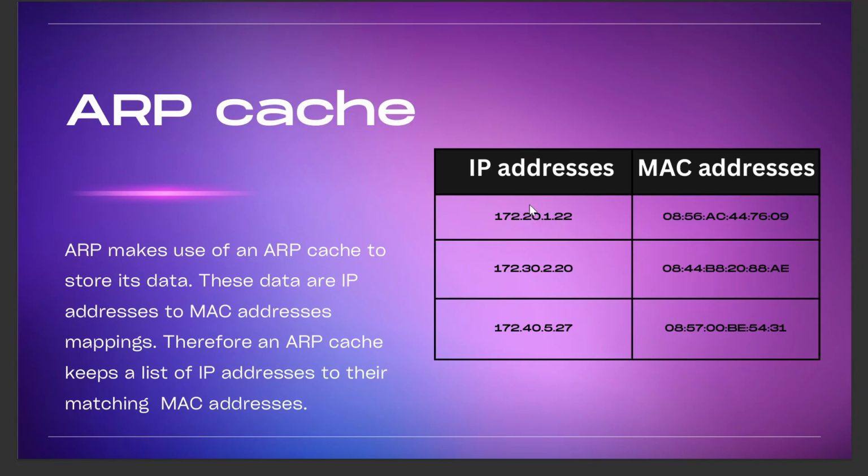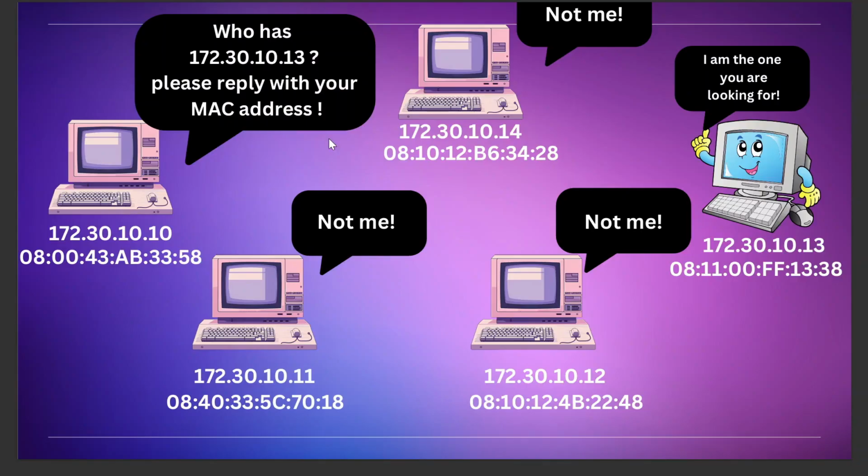Like we have here the IP address 172.20.1.22 with its matching MAC address here 0856 AC 447609. Okay, so now let's see how the Address Resolution Protocol is used by hosts in a particular network.